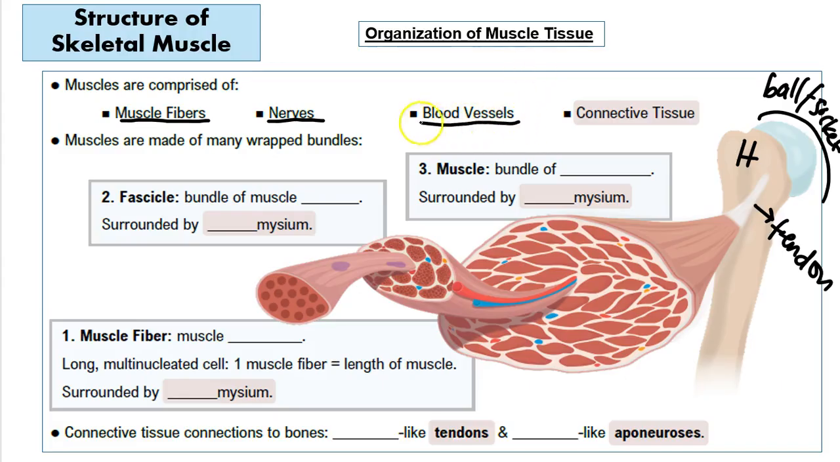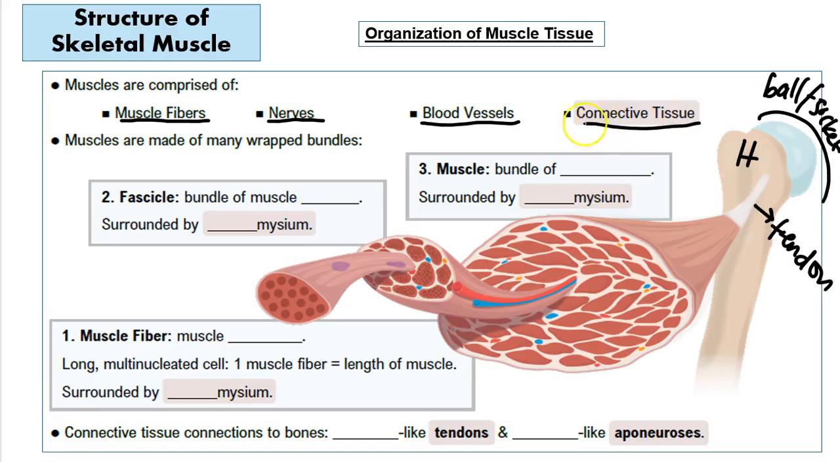Next, we have blood vessels. Now, blood vessels are going to be for every muscle fiber as well. Why? Because we need oxygen. As we're burning ATP to contract the muscles, we're going to need oxygen as well. And that's going to come from our blood vessels. So we have the blue and red blood vessels here. You also see them grouped over here, blue and red as well.